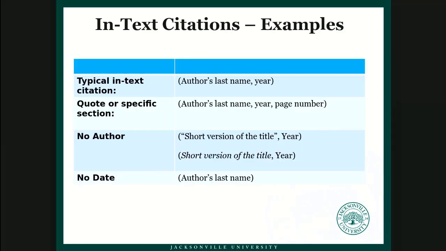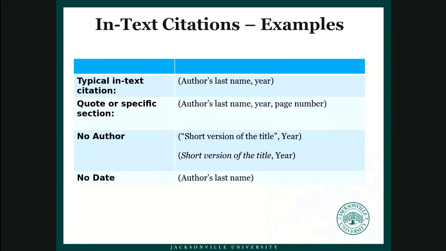So here are some examples of in-text citations. For a typical in-text citation, it's the author's last name, comma, and then the year. But if you're using a specific part of a source, it's going to be author's last name, comma, year, comma, and then the page number or the page numbers.